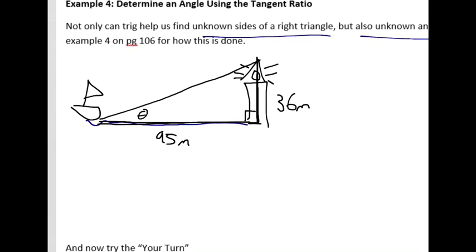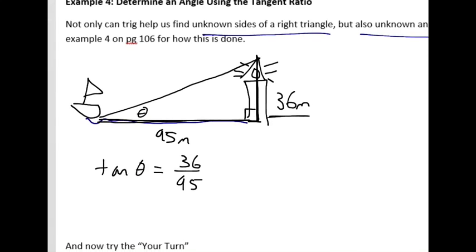Well, again, we just start with our tangent ratio. Tan theta equals the side opposite, which is in this case 36, over the adjacent, 95. And this time, we're solving for theta. We're trying to find that unknown angle. And again, just try to think back in the notes here to how we did that. How did we find those unknown angles?